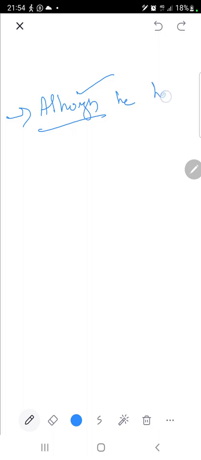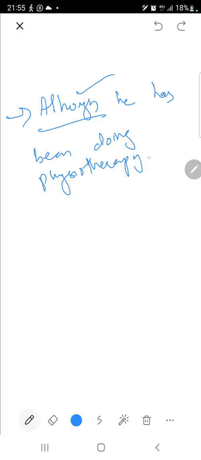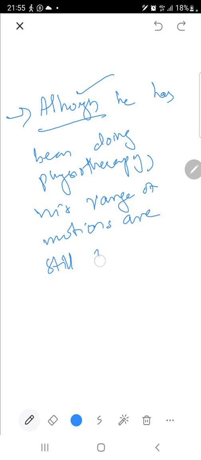The rule for the complex sentence is that when we have the although clause, or the dependent clause, first, we put a comma. Let's say, although he has been doing physiotherapy, comma, his range of motion is still stiff.